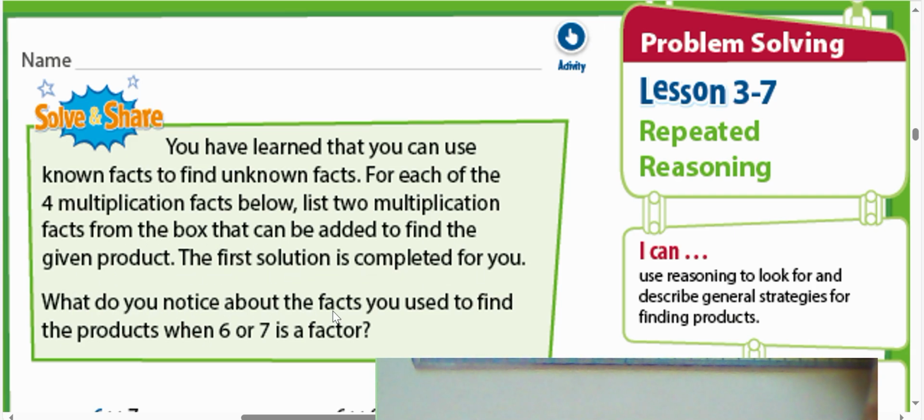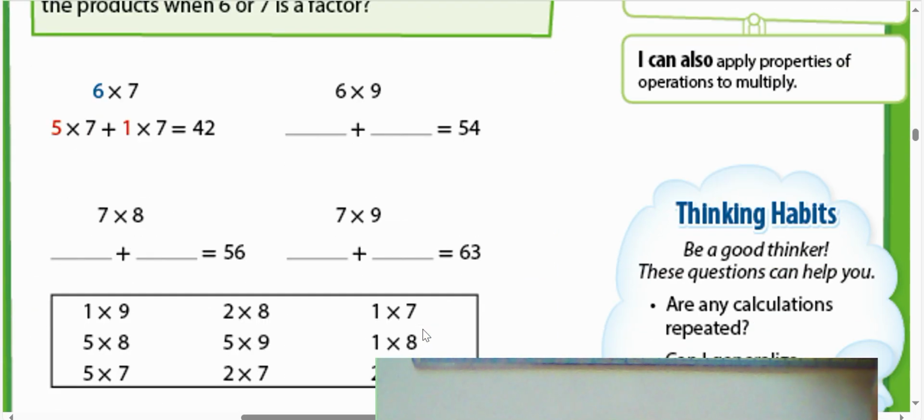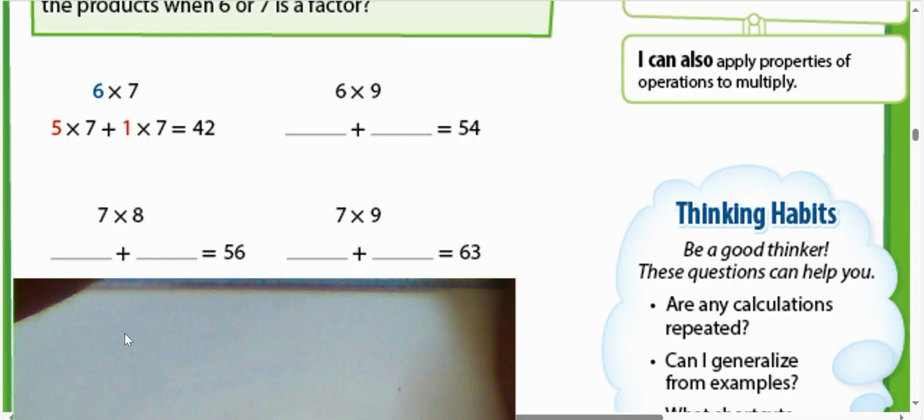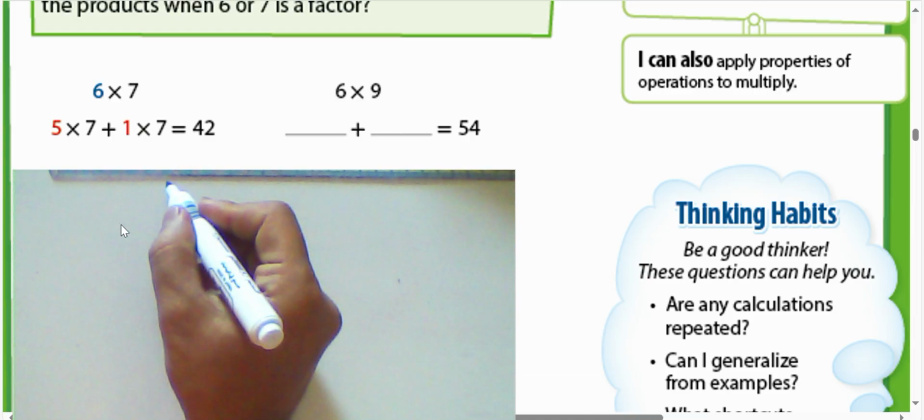What do you think about the factors you use to find the product when a factor is 6 or 7? We know 6 times 7 equals 42. Okay, like this. You can use the distributive property to find the result. For 6 times 7, you can write 6 equals 5 plus 1 and then use the distributive property. Look at the steps with me. Here I will explain the first question.